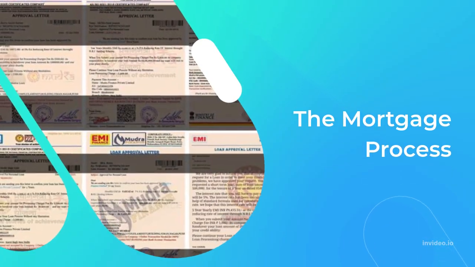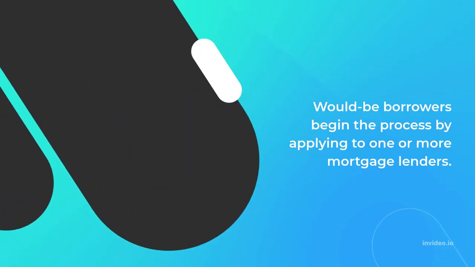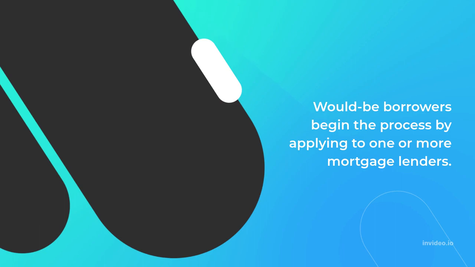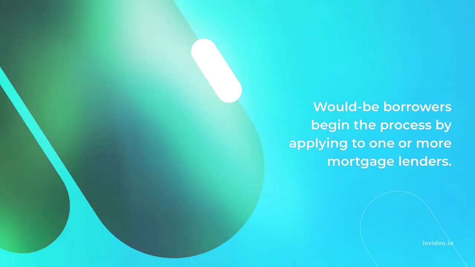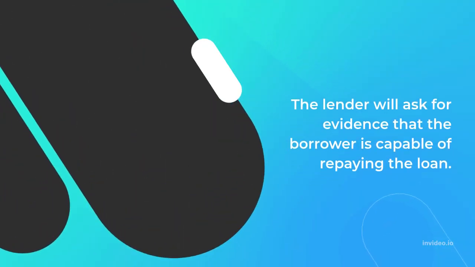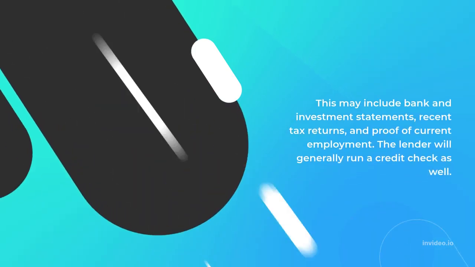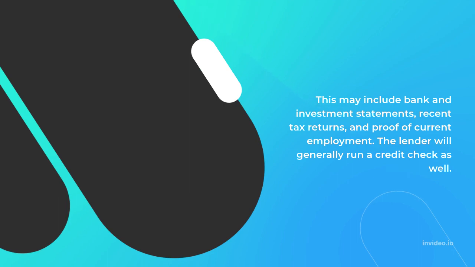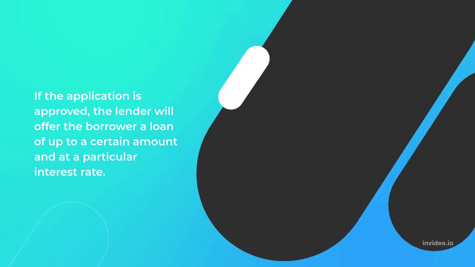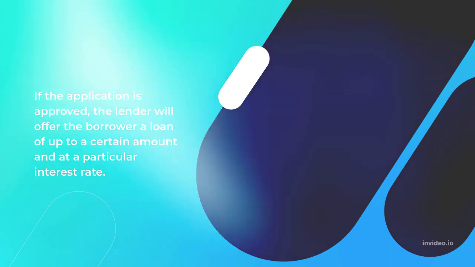The mortgage process. Would-be borrowers begin the process by applying to one or more mortgage lenders. The lender will ask for evidence that the borrower is capable of repaying the loan. This may include bank and investment statements, recent tax returns, and proof of current employment. The lender will generally run a credit check as well. If the application is approved, the lender will offer the borrower a loan of up to a certain amount and at a particular interest rate.